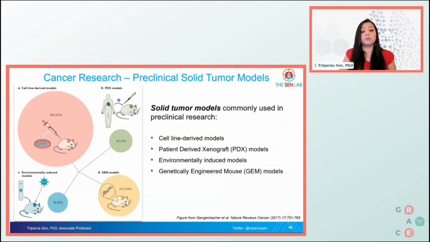Mouse models, very important. There are several kinds of mouse models. The work that we do mostly is with patient-derived xenografts and with genetically engineered mouse models, and I'll tell you what these have really taught us.